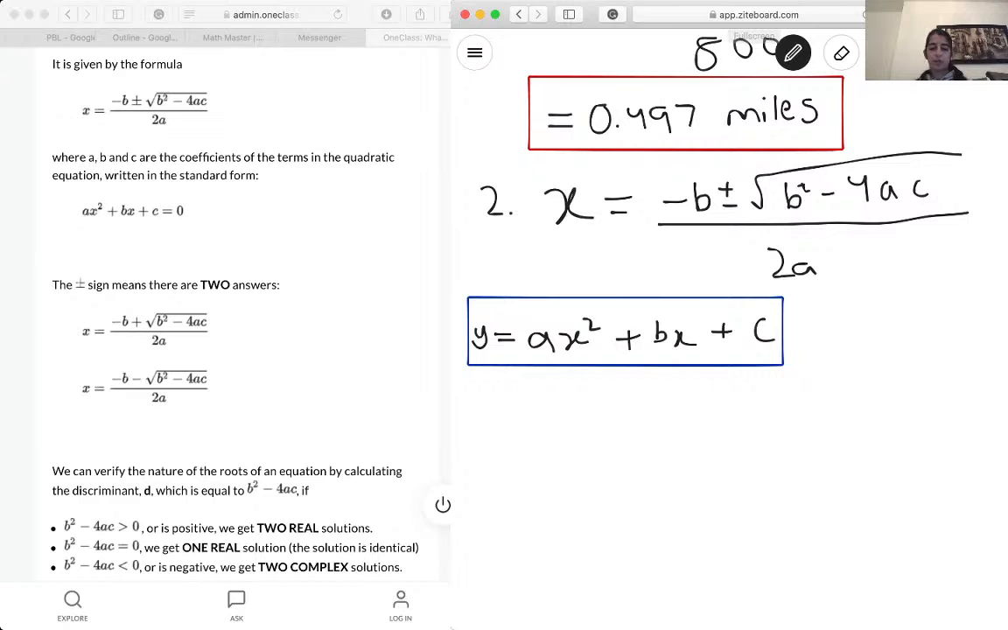Another way you can figure out how many roots or how many solutions or how many x-coordinates the function you're given has is by using the part that is underneath the square root, so b squared minus 4ac. Whatever value you get from this, if it's a positive number, so greater than 0, then you have two x-coordinates or two solutions. I'm just going to put 2 here.